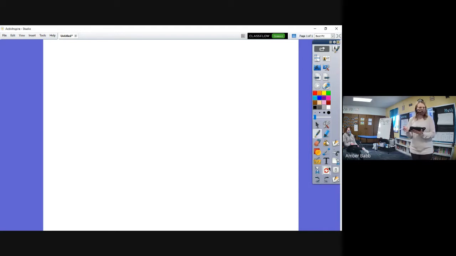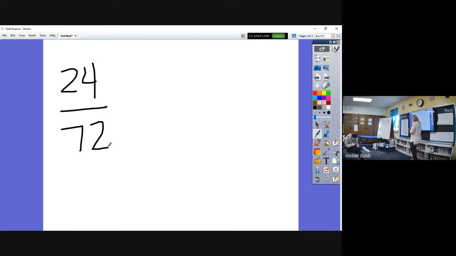Okay, let's reduce. What could I divide both of these by? Now, if you're not sure, one easy thing you could do is look and see if they're both even. These are both even numbers, so I could divide them both by 2 if I'm not sure, right?